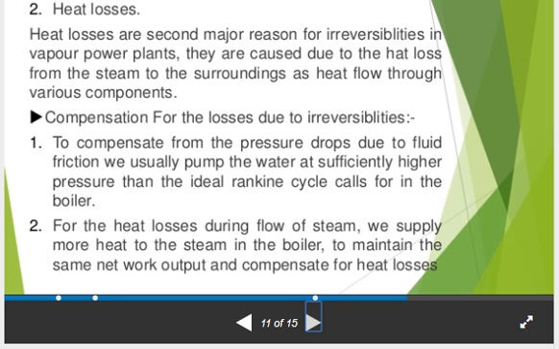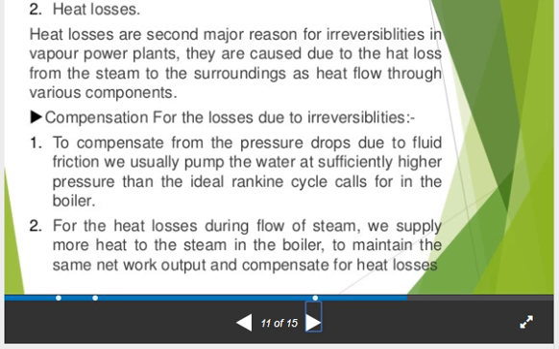Then discuss the heat losses. Heat losses are the second major reason for irreversibilities in vapor power plants. They are caused by heat loss from the steam to the surroundings as heat flows through the various components. Again, the heat losses take place in the different sections of the Rankine cycle.